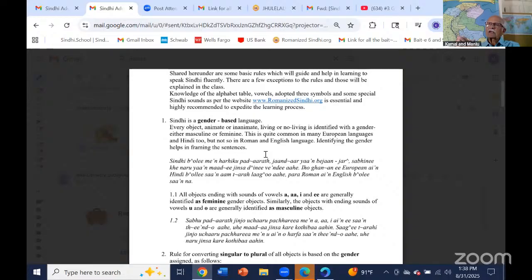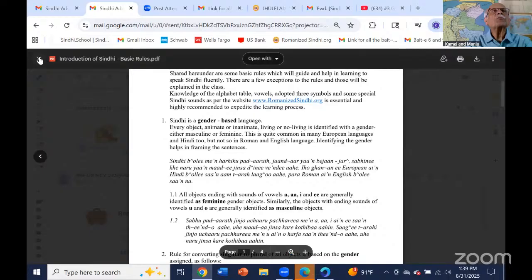Man and a woman, they have a gender, masculine and feminine. But a book and a notebook, copy, in English there is no gender for them, but in Sindhi there is the gender. Now, how is that identified? We learned the vowels, correct? A, I, U, E, O, Ang, correct? 11 vowels we learned last week.